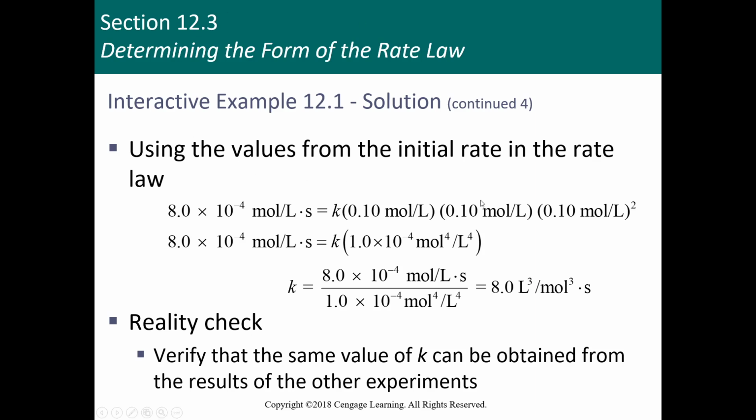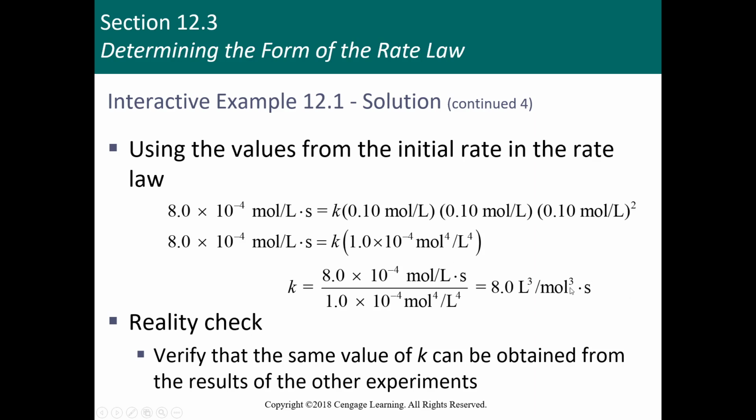I plugged in each of these values from the table for run 1. Then we do the math, and again just do this stuff first, so this, times 2 of these, times 0.1 times 0.1 again, and that gives you this. We're then going to divide that over, which is what we're doing here, which will give us k equals 8 liters to the third over moles to the third times seconds.